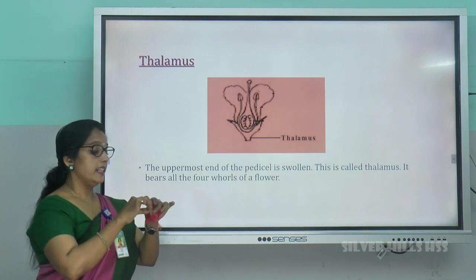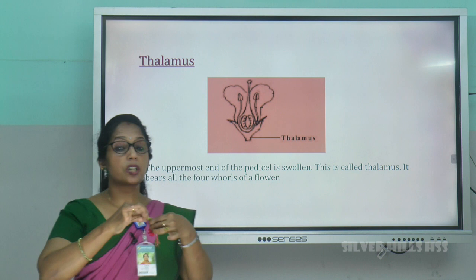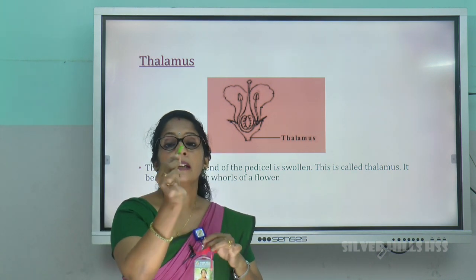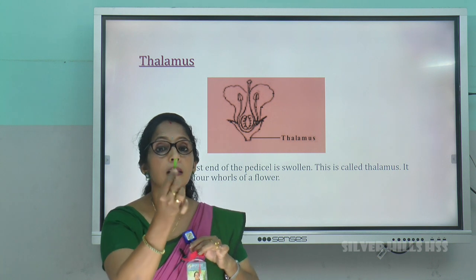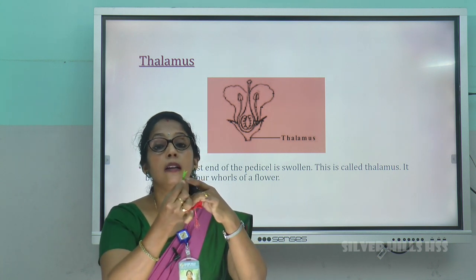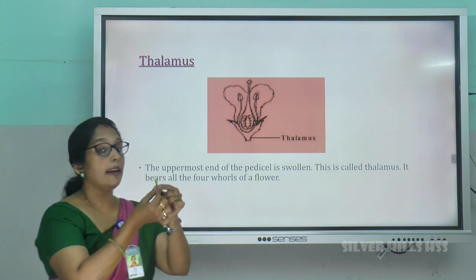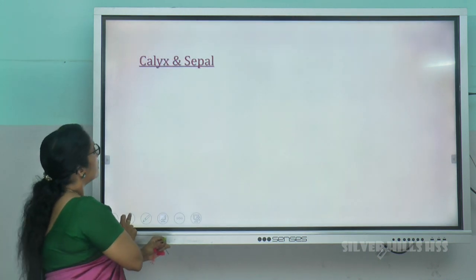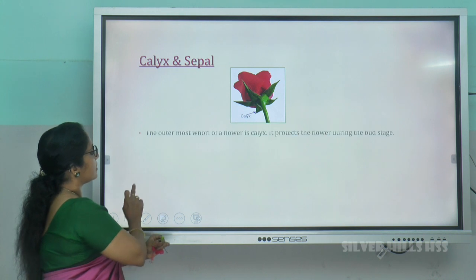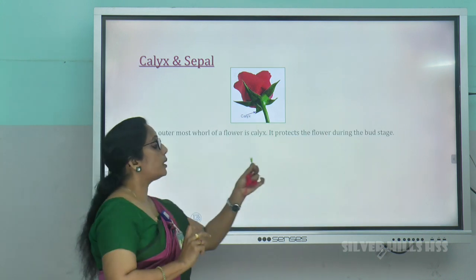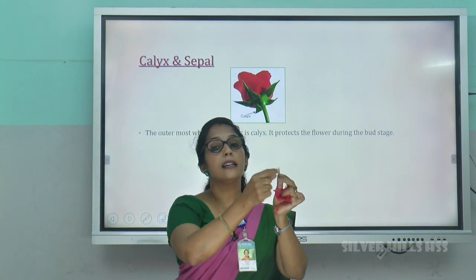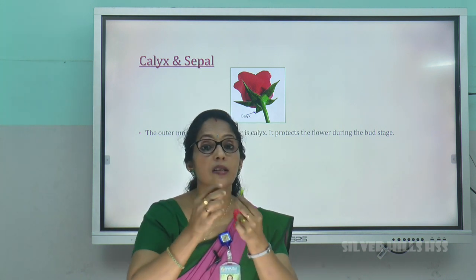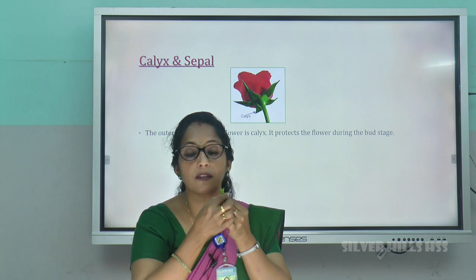Then next part is a cup-shaped portion. I'll show you. This is a cup-shaped portion. It is green in color, and this cup-shaped portion is called calyx. What is the function of calyx? See, calyx protects the flower when it is in the bud stage. When the flowers are in the bud stage, this calyx is protecting the flower.